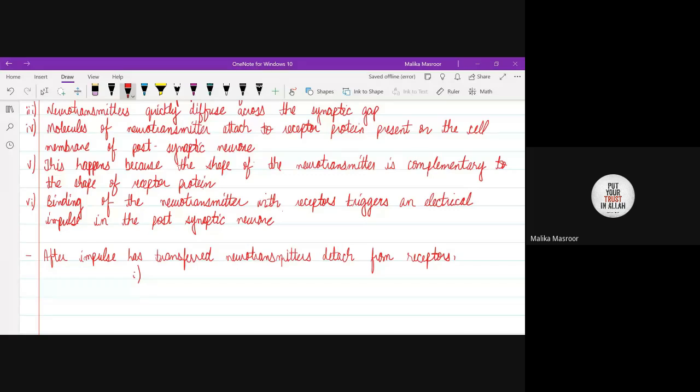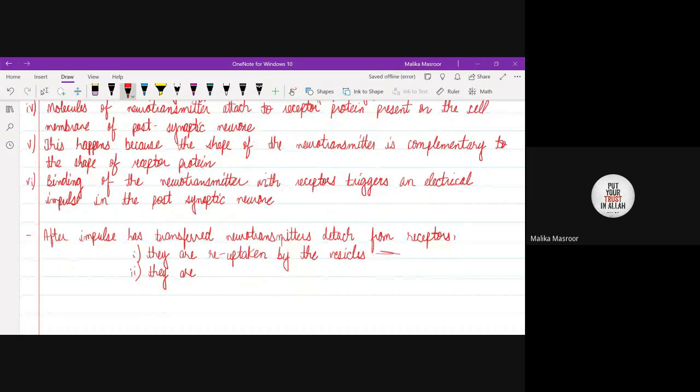Okay, they go back. Again, the mechanism is not important. We just know that they are reuptaken by the vesicles. They just go back, because they have to come again and again. They're not wasted, just like an enzyme is used over and over again. Second, they are destroyed by some enzymes. But the more definitive opinion is that they are reuptaken, because if they were destroyed, then they would finish one day. But this is also written in some books, that they're destroyed by enzymes.